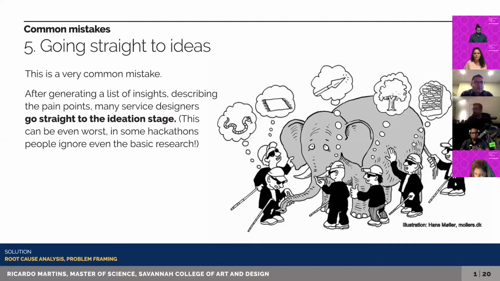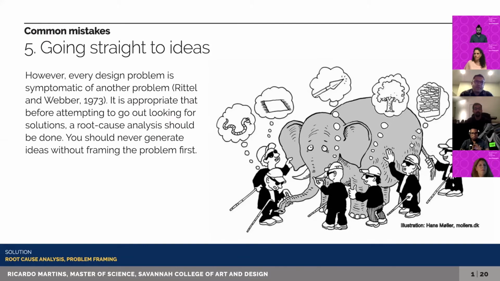And mistake number 5 is going straight to ideas. This is a very common mistake. After generating a list of insights, describing the pain points, many service designers go straight to the ideation stage. This can be even worse. In some hackathons, they ignore even the basic research. However, every design problem is symptomatic of another problem. It's appropriate that before attempting to go out looking for solutions, a root cause analysis should be done. You should never generate ideas without framing the problem first.